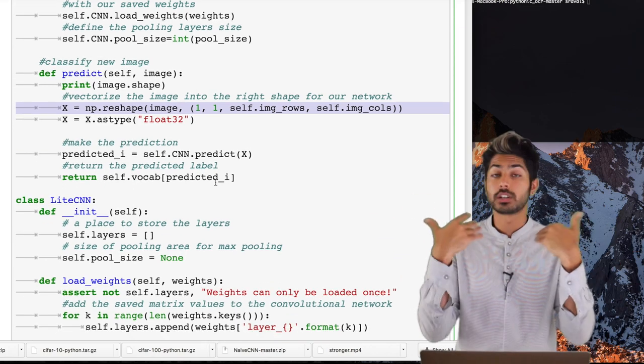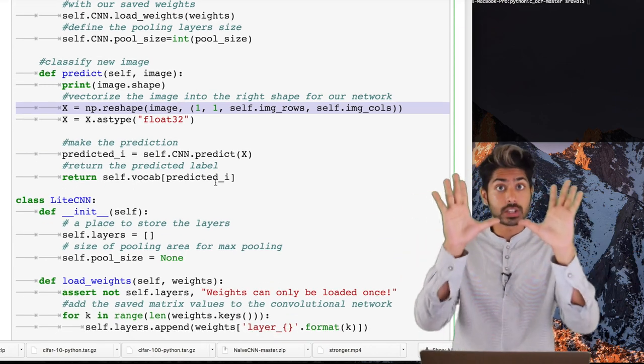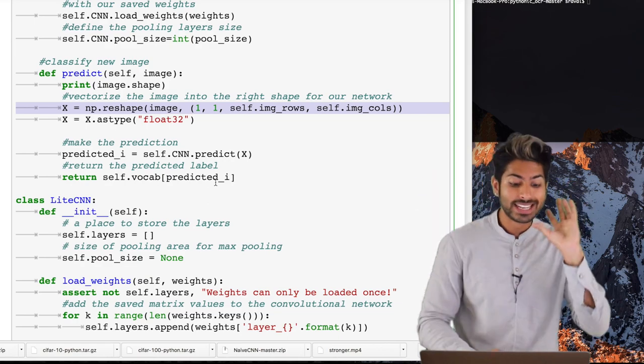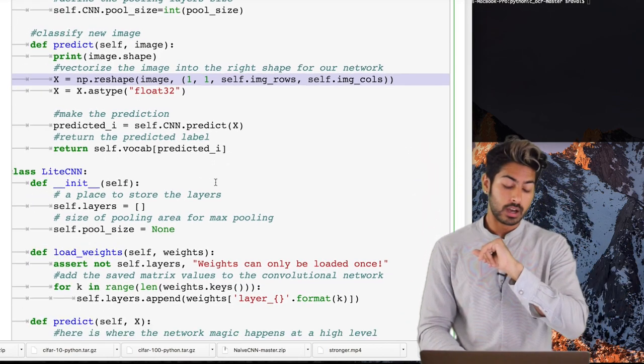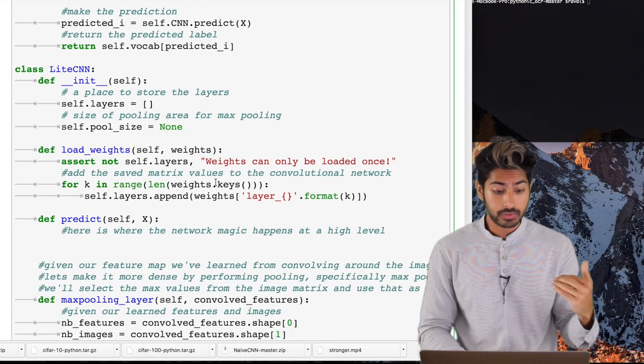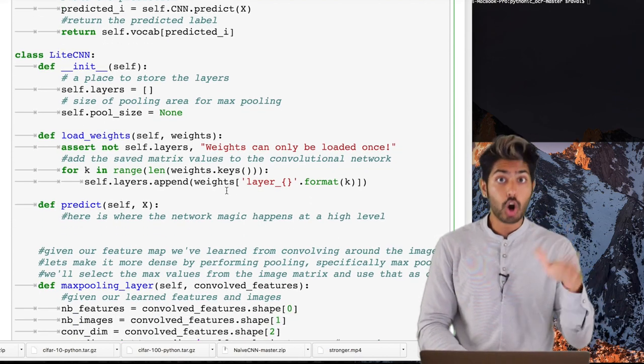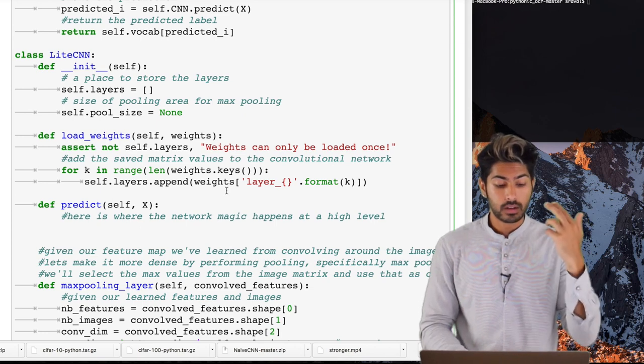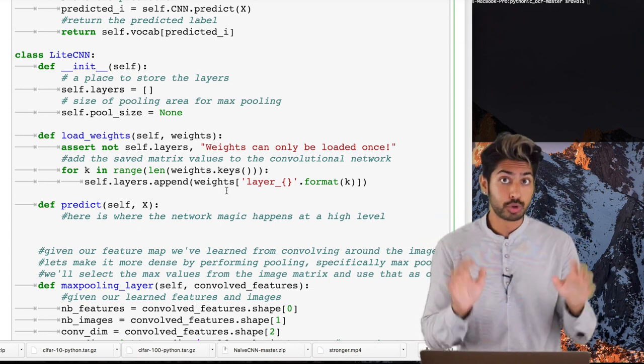Super high level. We haven't even coded our CNN. That's our first class, that's our prediction class. Now we're going to look at the convolutional network class. I'm going to go over the code, and I'm going to code some parts of it. So now we'll look at our convolutional network class.